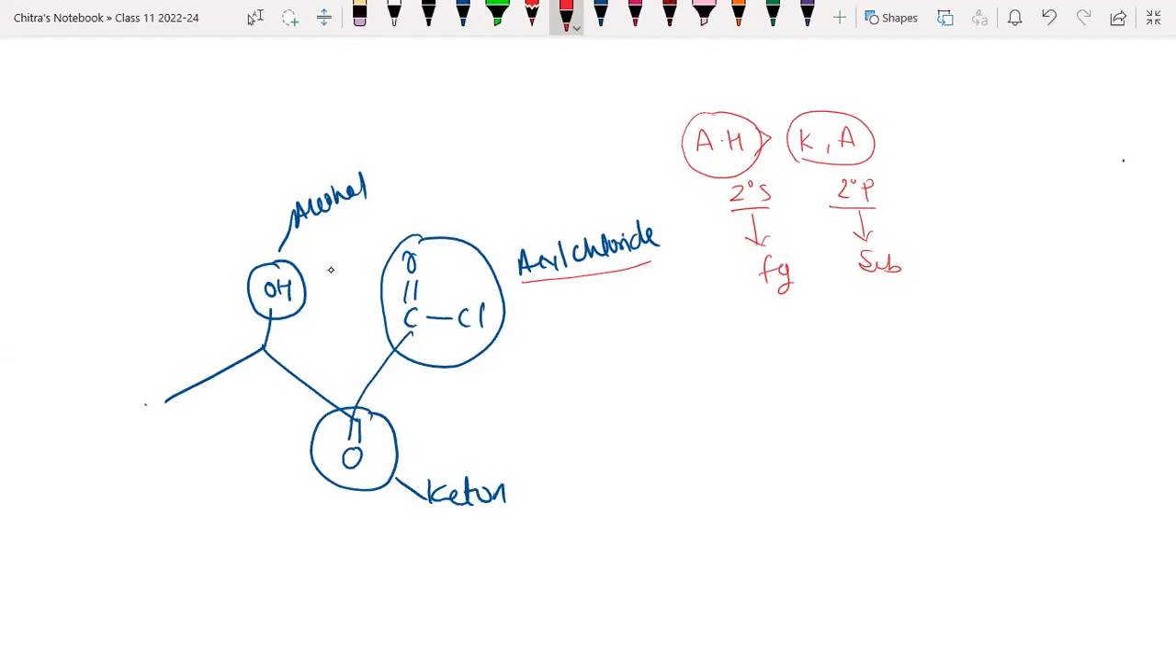For numbering the carbon atoms, I gave you one formula: functional group is greater than multiple bonding, which is greater than substitution, again in alphabetical order. So see here, we have the functional group, that one, so that will be carbon number 1. Here it will be second, here third, and here fourth.